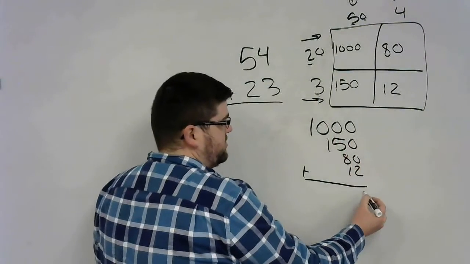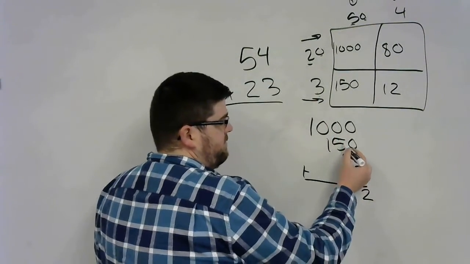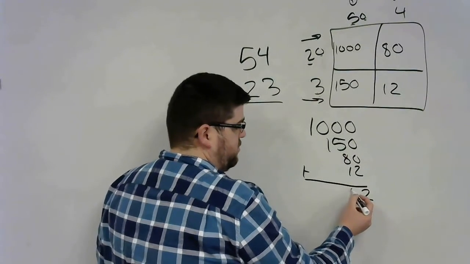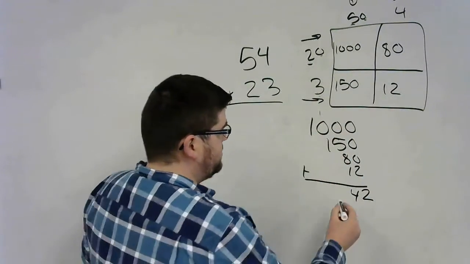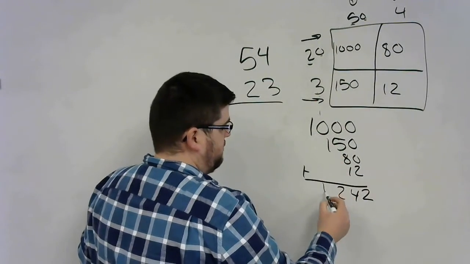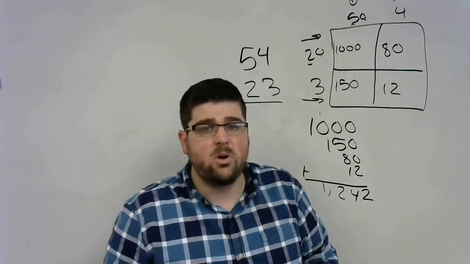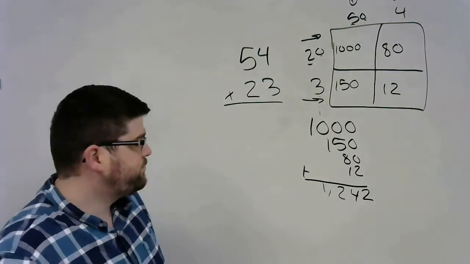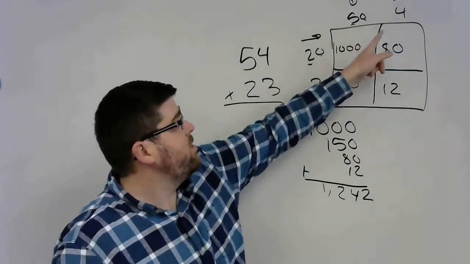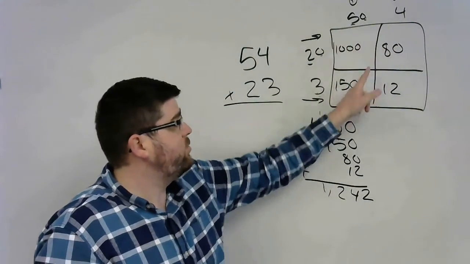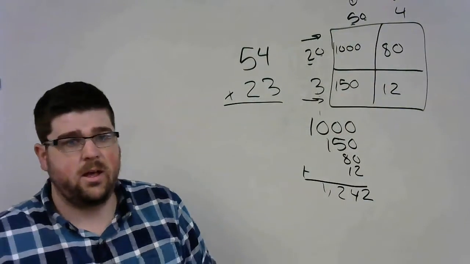0 plus 0 plus 0 plus 2 is 2. 5 plus 8 is 13, plus 1 is 14, so 4 in the basement, 1 in the attic. 1 plus 1 is 2, and then I bring down the 1. 1,242. And then the way you could check this is just by double checking each of these 4 quadrants to make sure that it's done correctly.